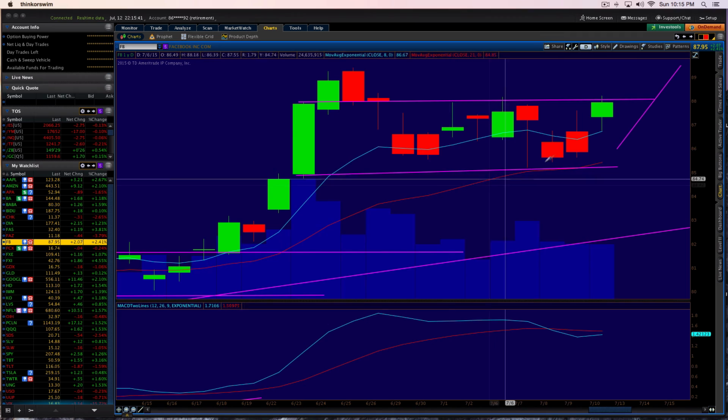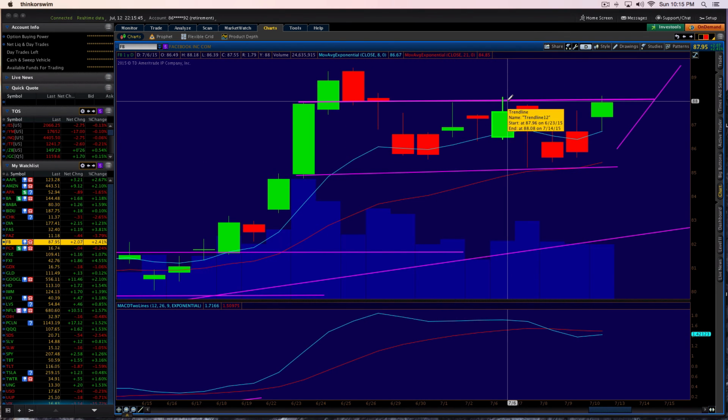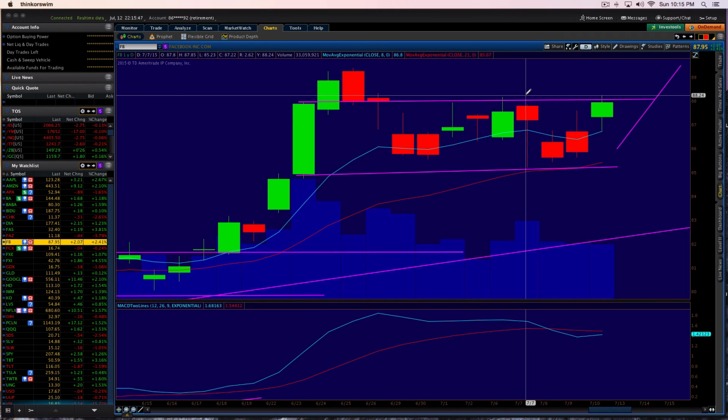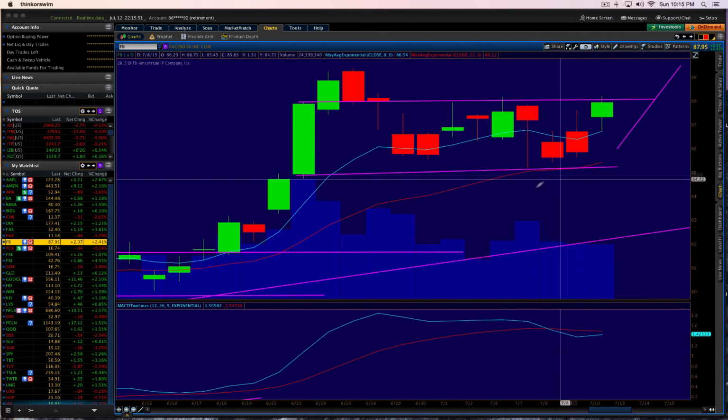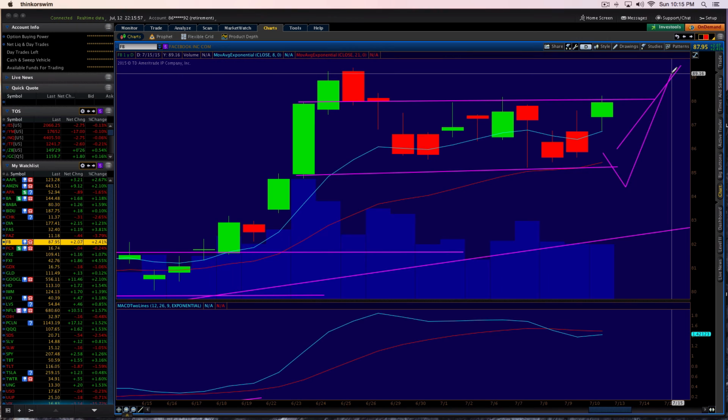If it doesn't here, then if it does not form a complete topping pattern, then very likely what it'll do is pull back and possibly reload and then lunge again. So let's explore that, shall we?